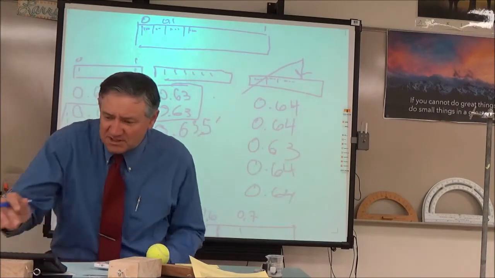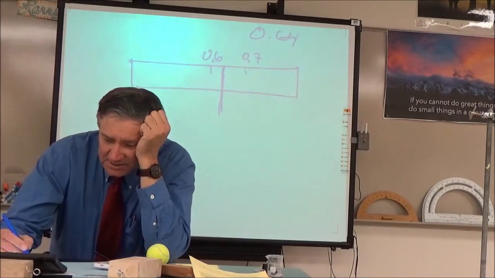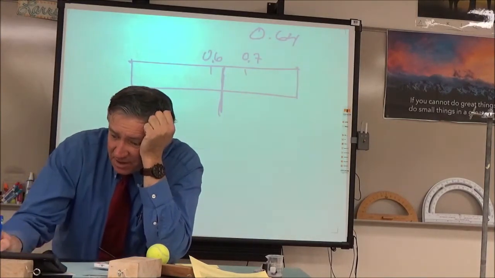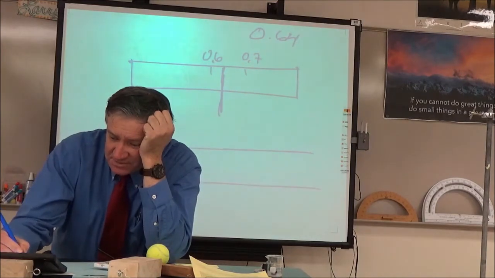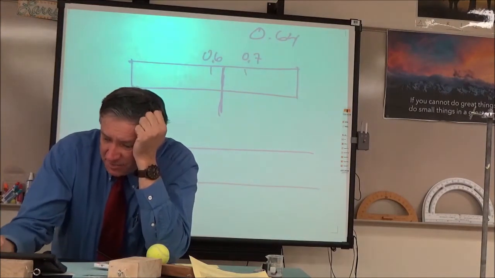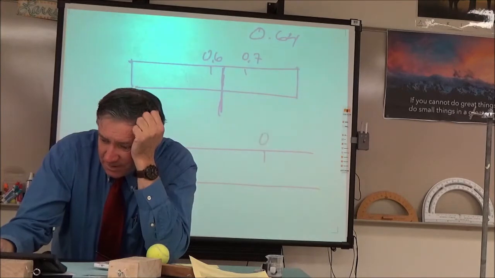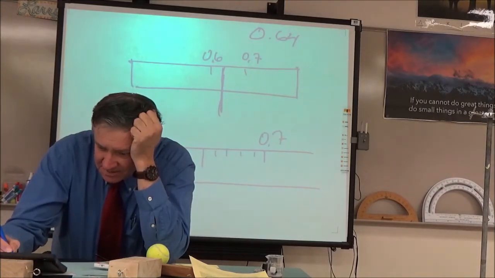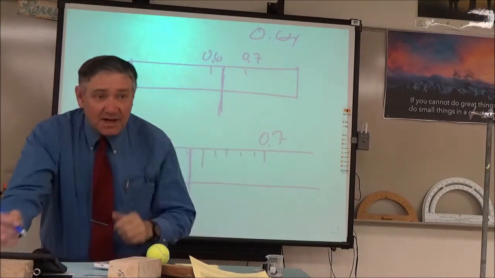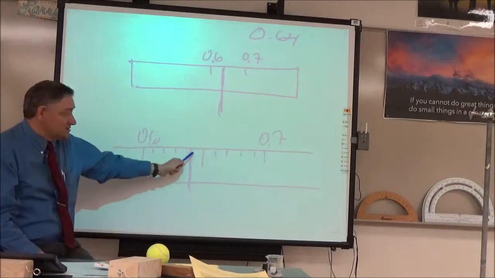0.641. Okay? So here's what I'm guessing that you saw. I'm going to draw this really big. There's 0.6. There's 0.7. And I'm guessing that edge was something like that. Okay? Just past this mark.